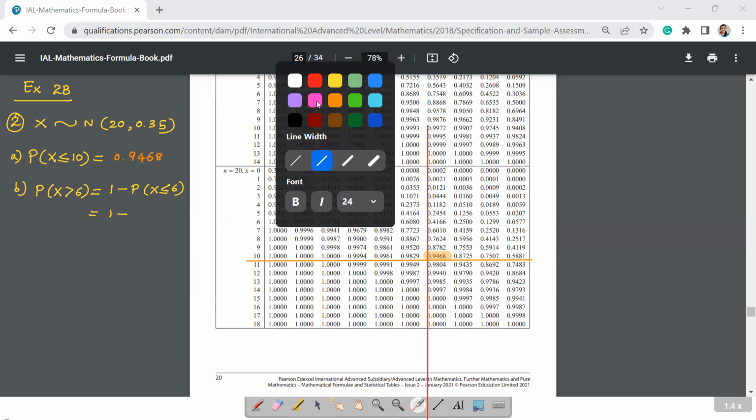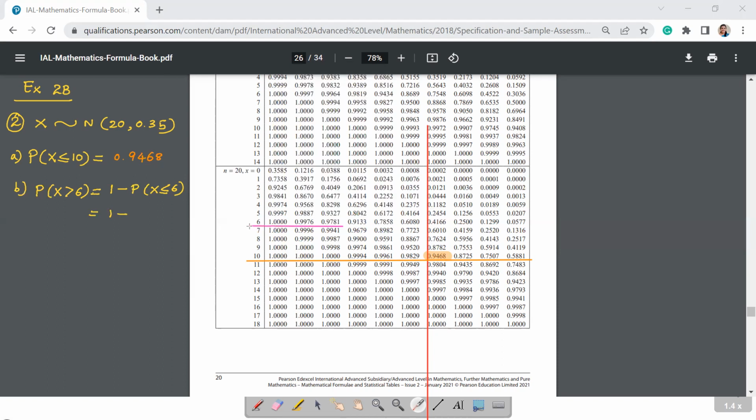So let's highlight that. x equals 6 is over here. Guys, can you see it? So the x value that we require is this, 0.4166. Guys, can you subtract? 1 minus 0.4166 is 0.5834.